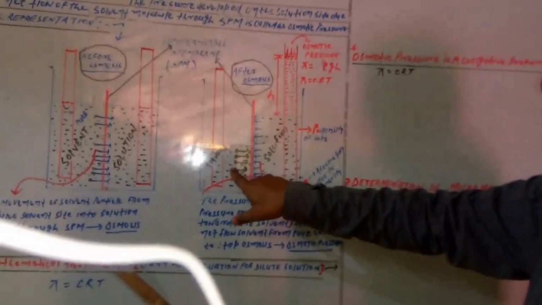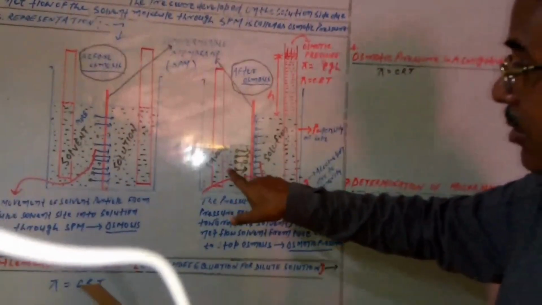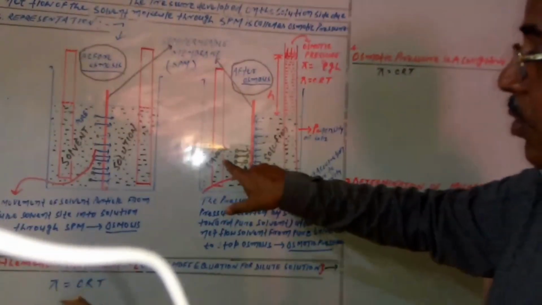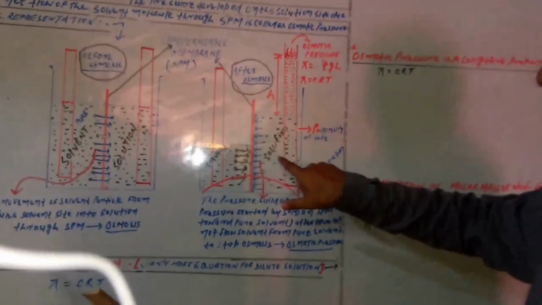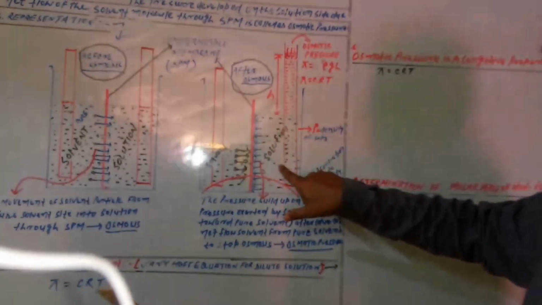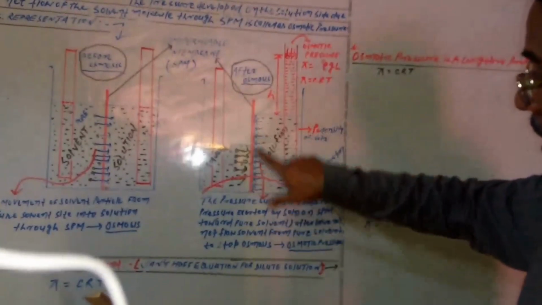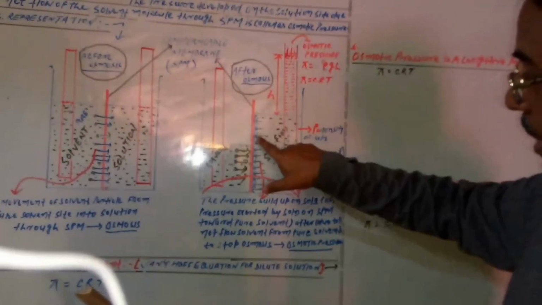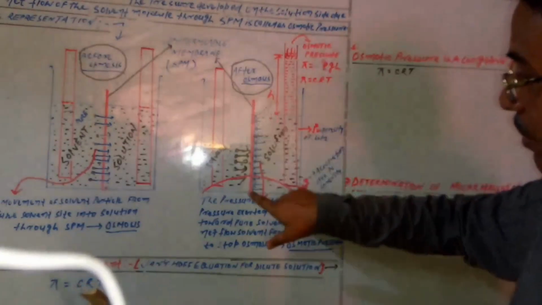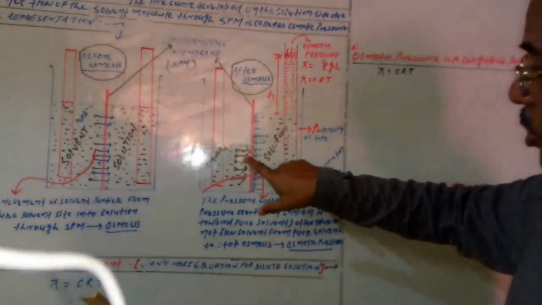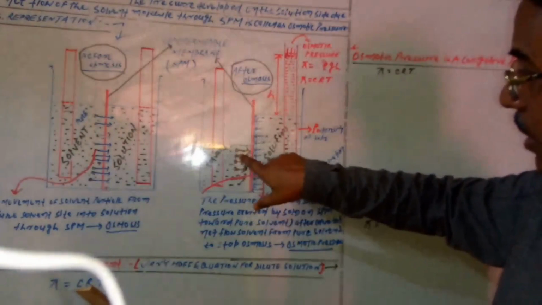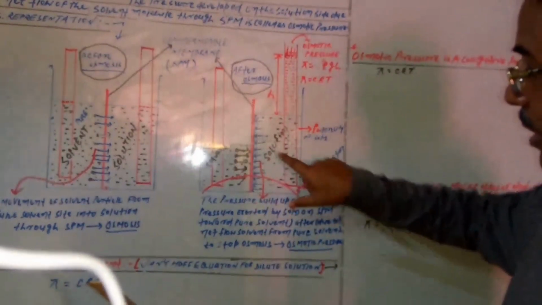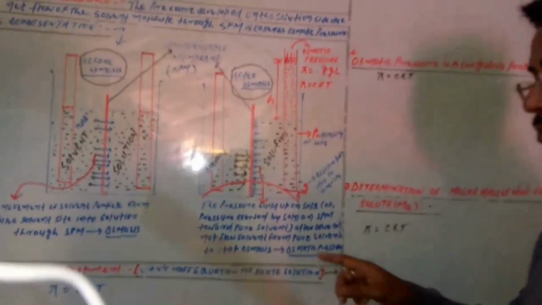You see here these things. Here the solvent molecules again tend to migrate from the pure solvent side into the solution. But here on the solution side, in blue color, an arrow shows a pressure developed by the solution over the semi-permeable membrane to stop the entering of the solvent particles into the solution. This is given the name osmotic pressure.